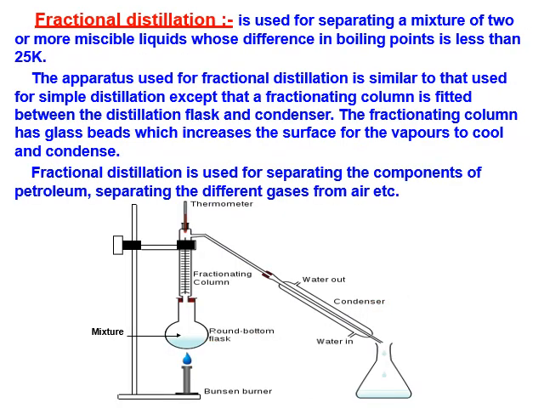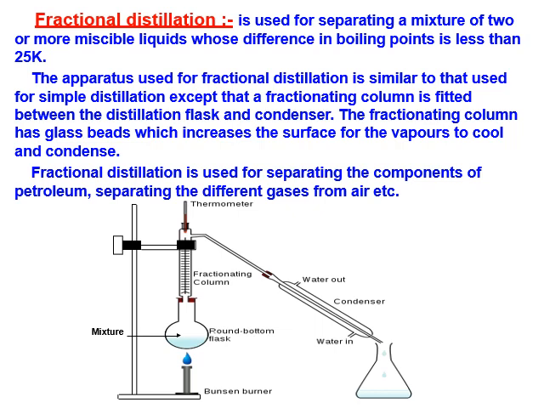Another technique is fractional distillation. It is used for separating a mixture of two or more miscible liquids whose difference in boiling point is less than 25 Kelvin. Now, the apparatus used for fractional distillation is similar to that used for simple distillation, except that a fractionating column is fitted between the distillation flask and the condenser.